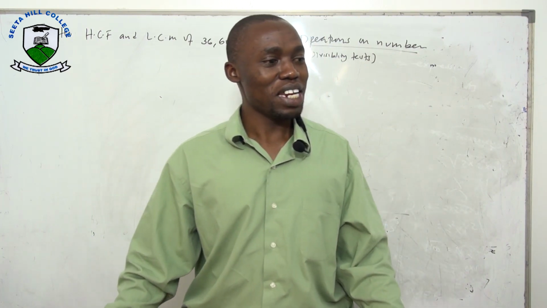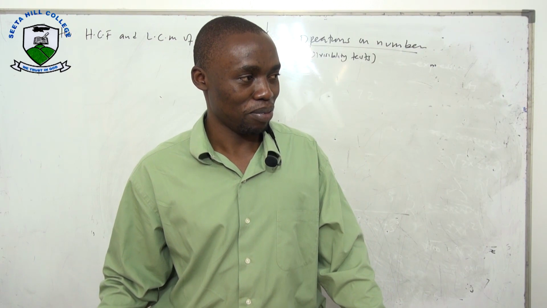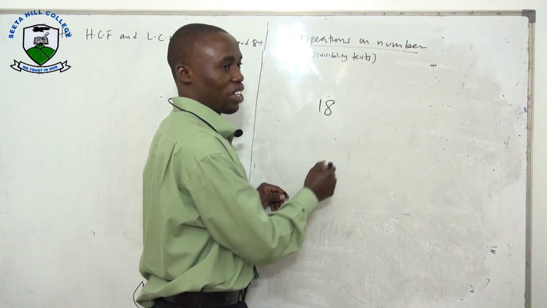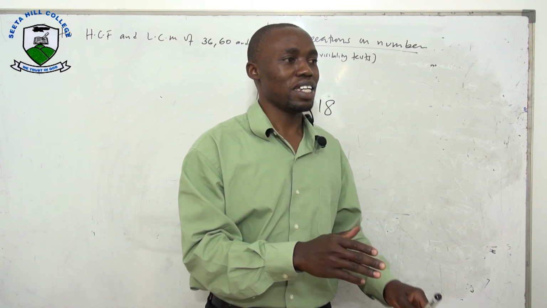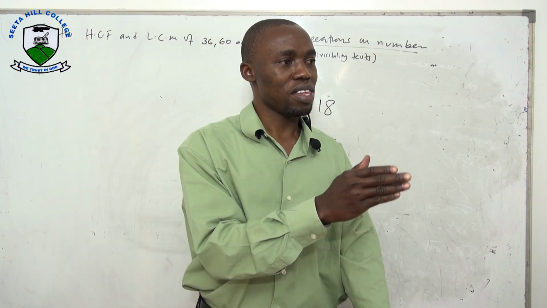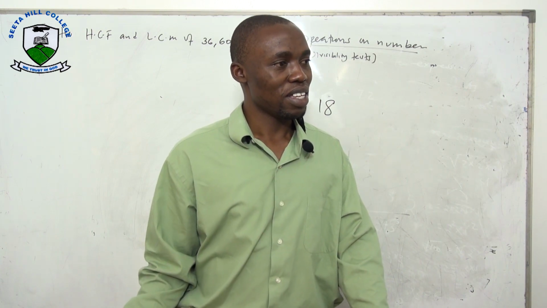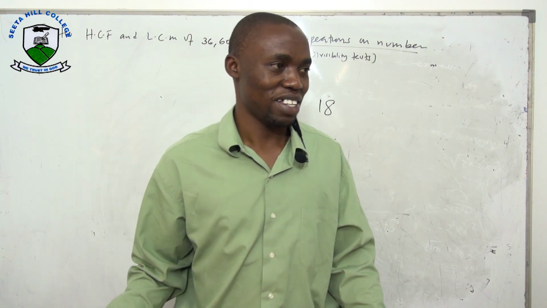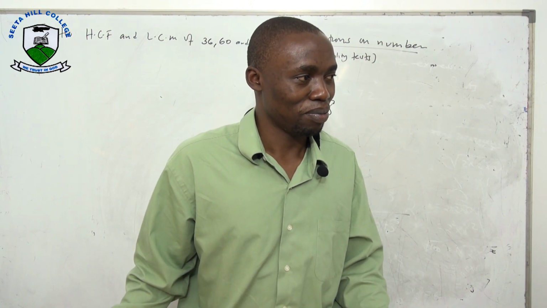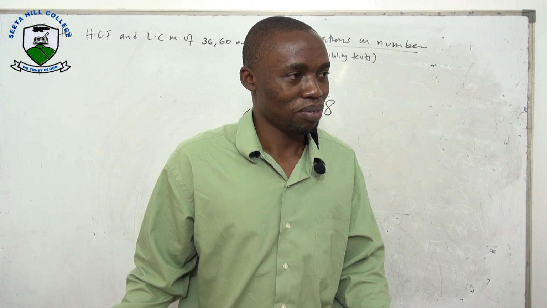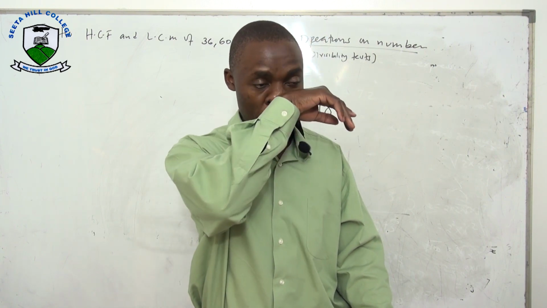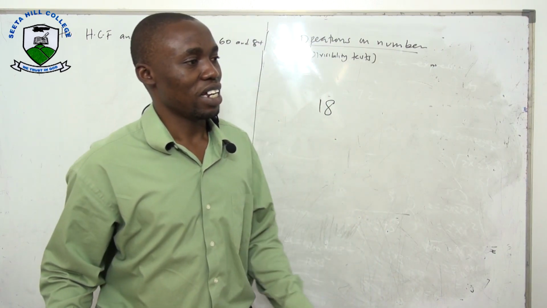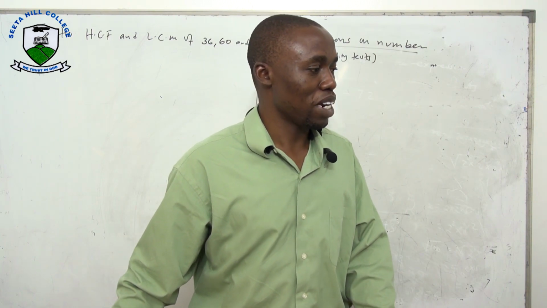Next, when is a number divisible by 3? Let us put 18. Why is 18 divisible by 3? Yes, Chirabo? If you add 1 plus 8, you get 9, and 9 can be divided by 3. That means the sum of the digits should be divisible by 3. Yes, great.